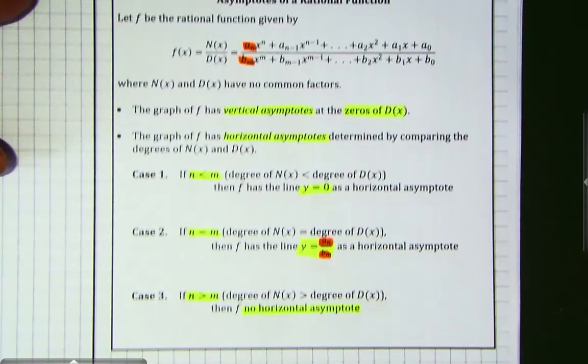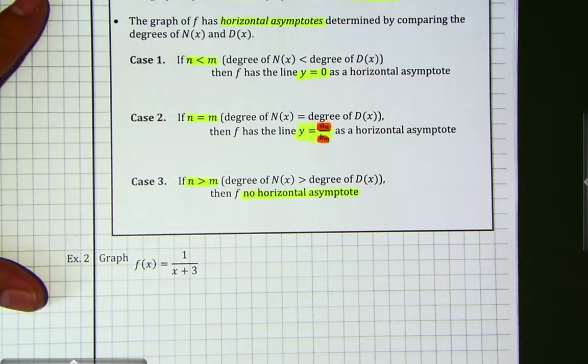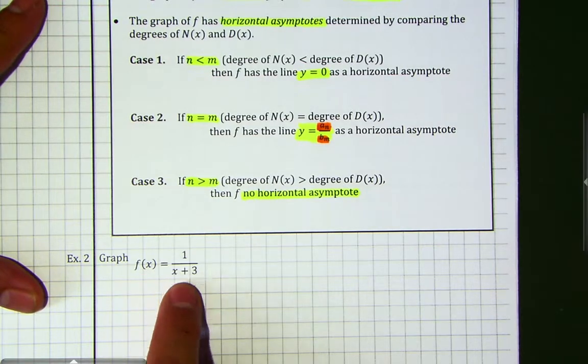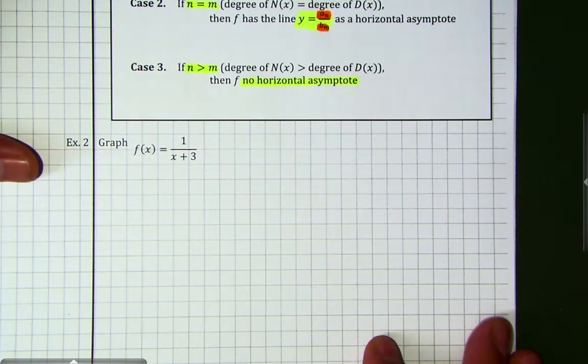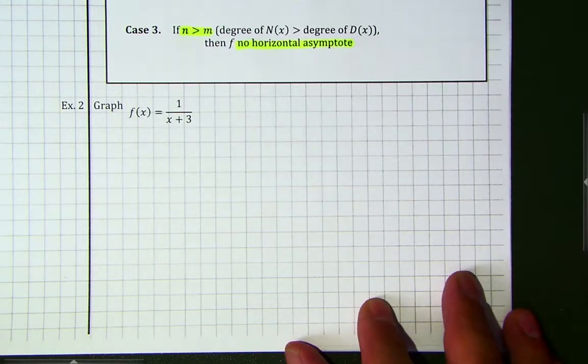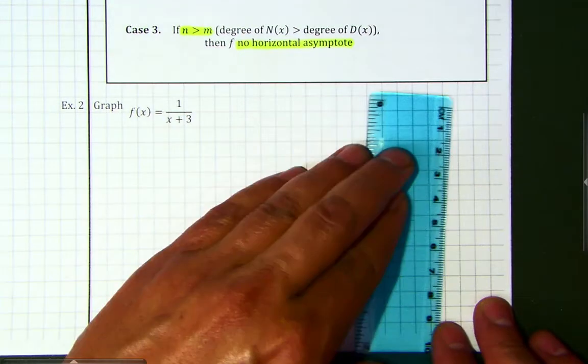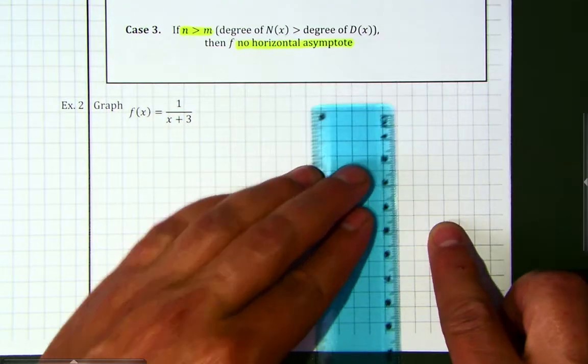So let's go through the first case. f of x equals 1 over x to the third. We are going to graph it, so let's go and make a graph. We're going to make it 5 by 5.